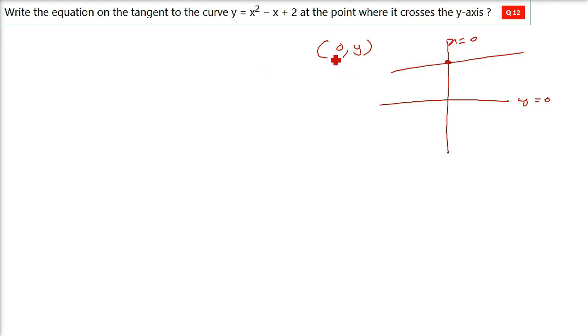Now this y will be what? Because x is already given. x is 0. So when you put x as 0, you'll get y. So 0 square minus 0 plus 2. This gives you y as 2. So the point of intersection of this line with the y-axis is 0, 2. So now we have the point.